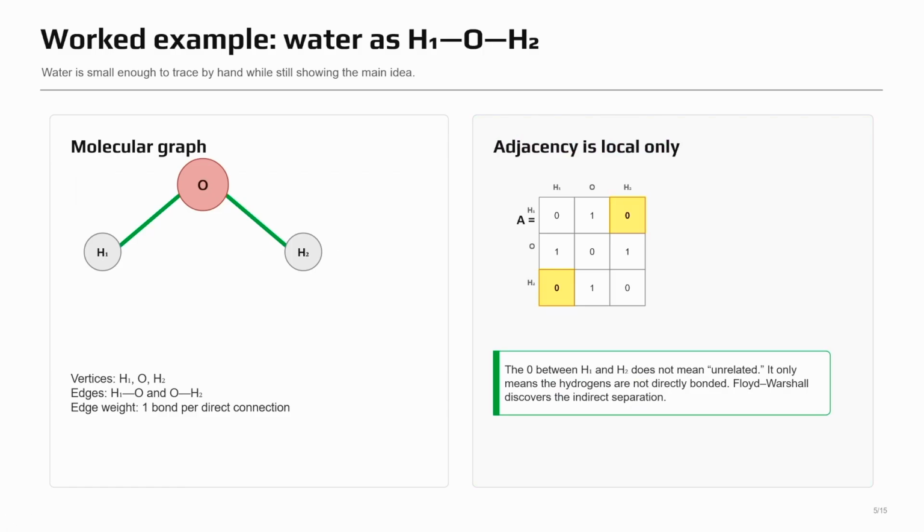Continuing the same example from last slide, water gives us a simple graph with 3 vertices, H1, O, and H2, who only have edges from each hydrogen to the oxygen atom. Therefore, our adjacency matrix only shows local bonds, but does not yet show the indirect hydrogen-to-hydrogen connection. The 0 between H1 and H2 has no bearing on whether two atoms are actually connected or are part of the same molecule. The actual Floyd-Warshall algorithm discovers the indirect separation.